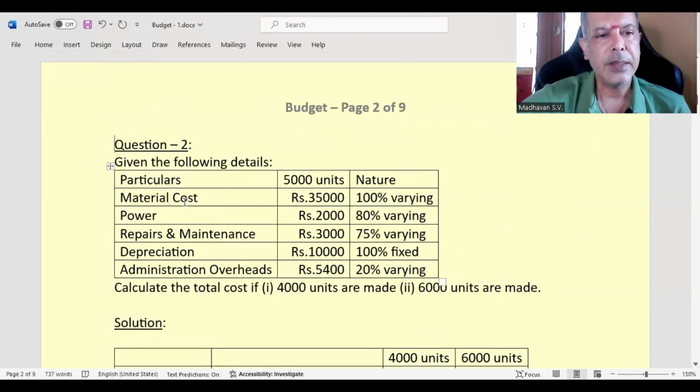Given the following details, particulars they had given as material cost, power, repairs and maintenance, depreciation, administration overheads. And this is for 5,000 units. They gave us material cost 35,000 rupees, power rupees 2,000, repairs and maintenance 3,000, depreciation rupees 10,000, admin overheads rupees 5,400. They also gave us the nature. Material cost is 100% varying, power is 80% varying, repairs and maintenance is 75% varying, depreciation is 100% fixed, admin overheads is 20% varying.